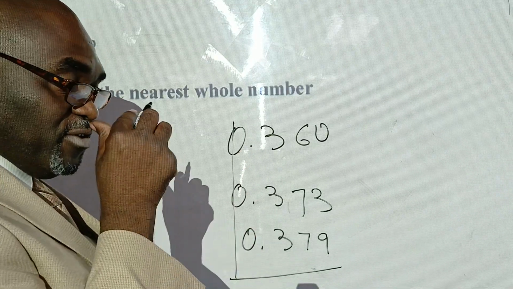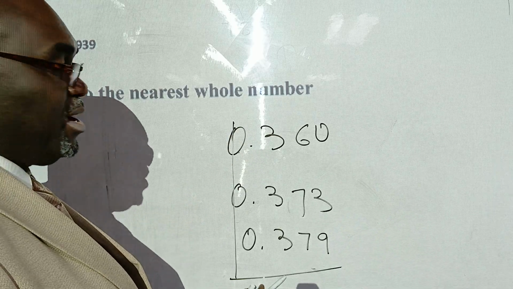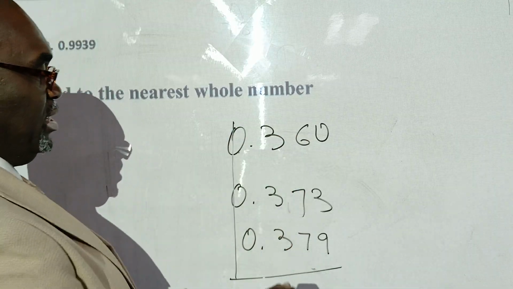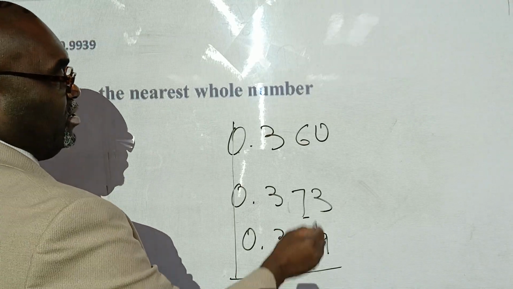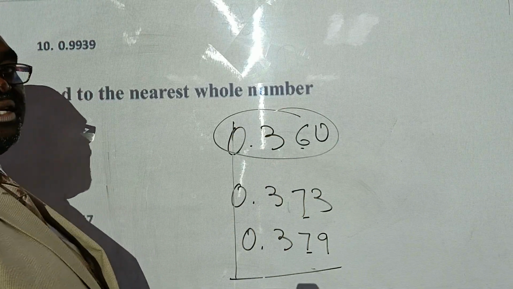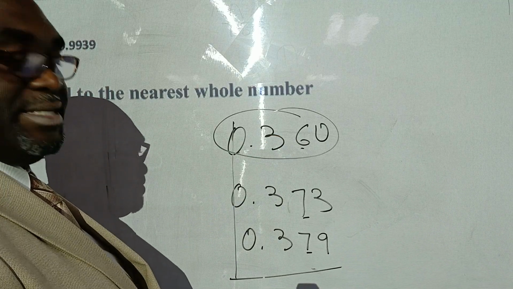move on to the first place after the decimal. They are all the same. You cannot make up your mind like that. Move on to the second place. When I look at that one here, I got 7, I got 7, I got 6. So this one here is going to be my smallest number. Why? Because on the second place, that's the only one that is less.